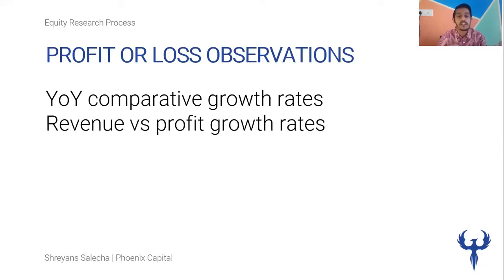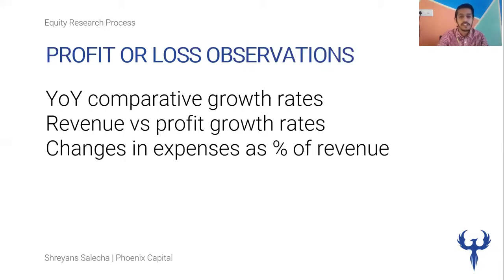Then you could look at revenue versus profit growth rates, right? Because this would quickly give you an idea about the changes in margins, if profit is growing at a higher rate or at a lower rate. Then we can look at changes in expenses as a percentage of revenue. This is something that we can easily take from the common size statements, and we can figure out if any expenses have materially increased versus the increase in revenue, and you can then frame a question: why has that increase happened?